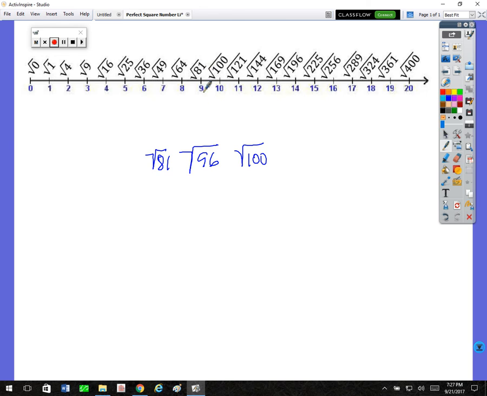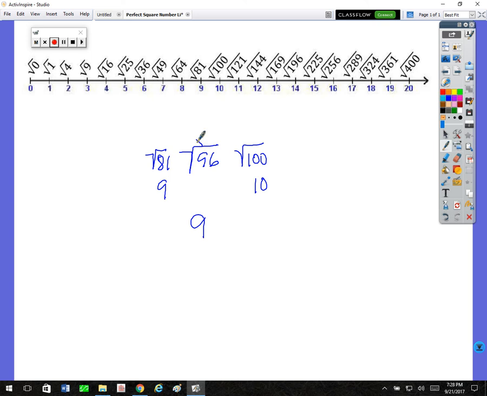What's the square root of 81? It is 9. The square root of 100 is 10, because 10 times 10 is 100. So we know the square root of 96 is going to be between 9 and 10. Okay, so let's set up our fractions, our mixed number.